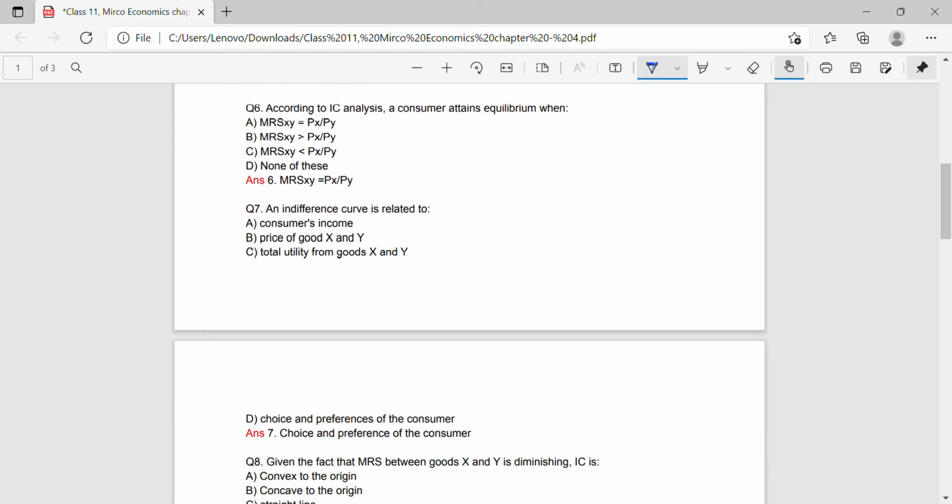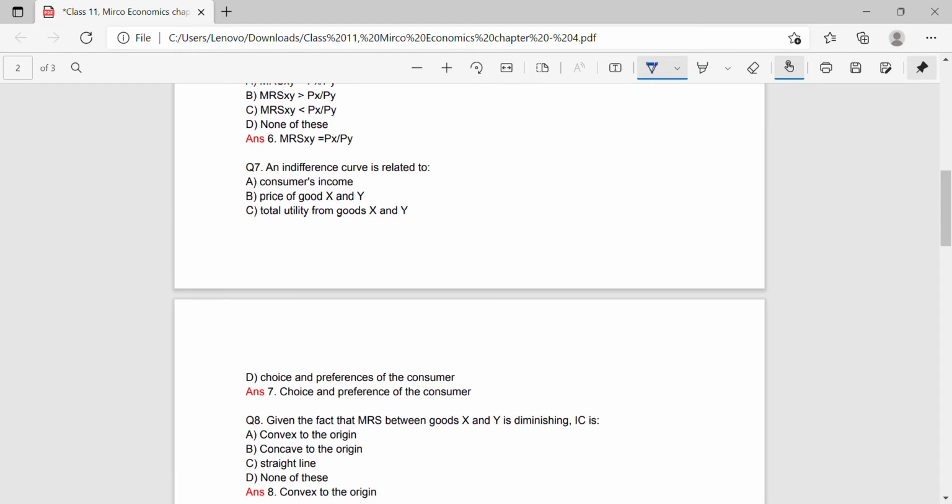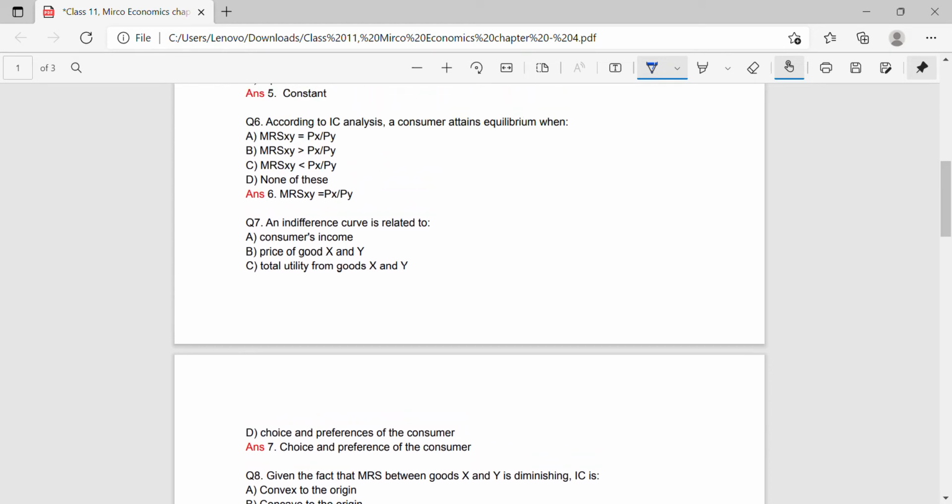Question 6. According to IC analysis, a consumer attains equilibrium when: option A, MRS of XY is equal to P of X by P of Y. Option B, MRS of XY is greater than P of X by P of Y. Option C, MRS of XY is smaller than P of X by P of Y. Option D, none of these. The correct option is option A, MRS of XY is equal to P of X by P of Y.